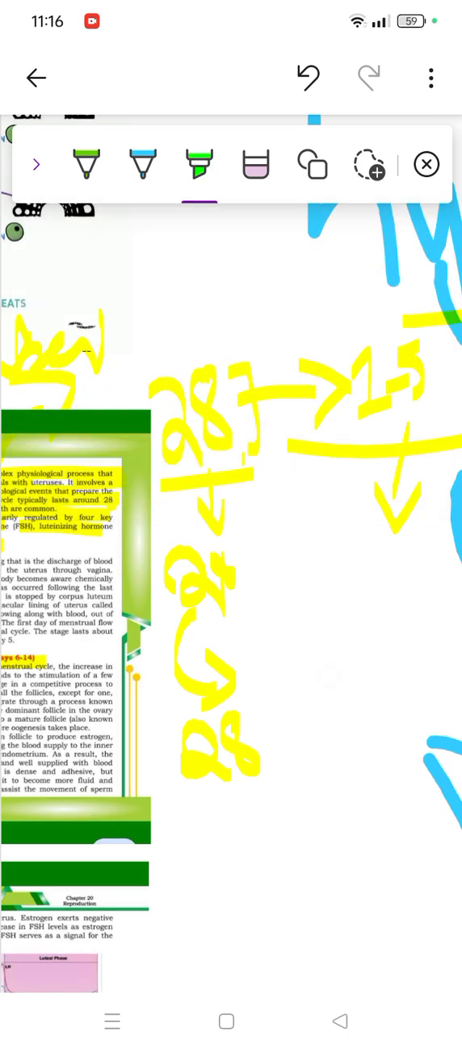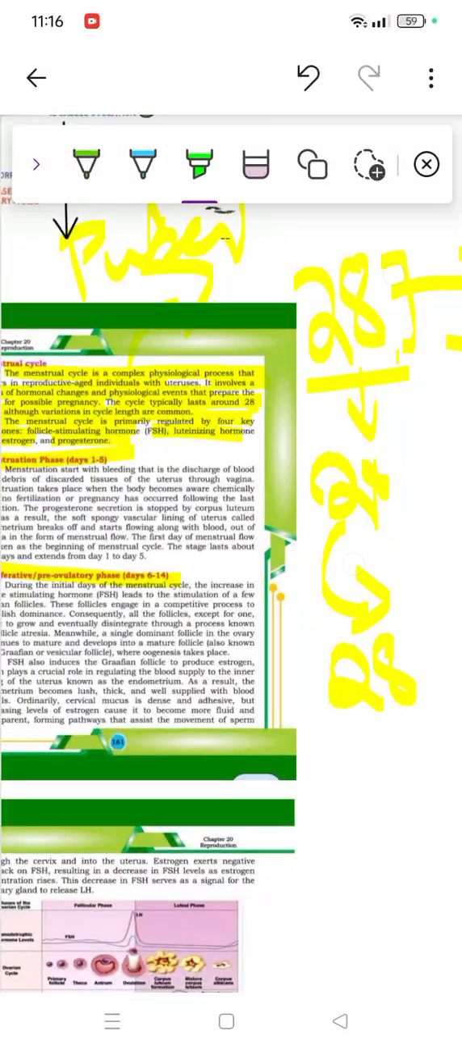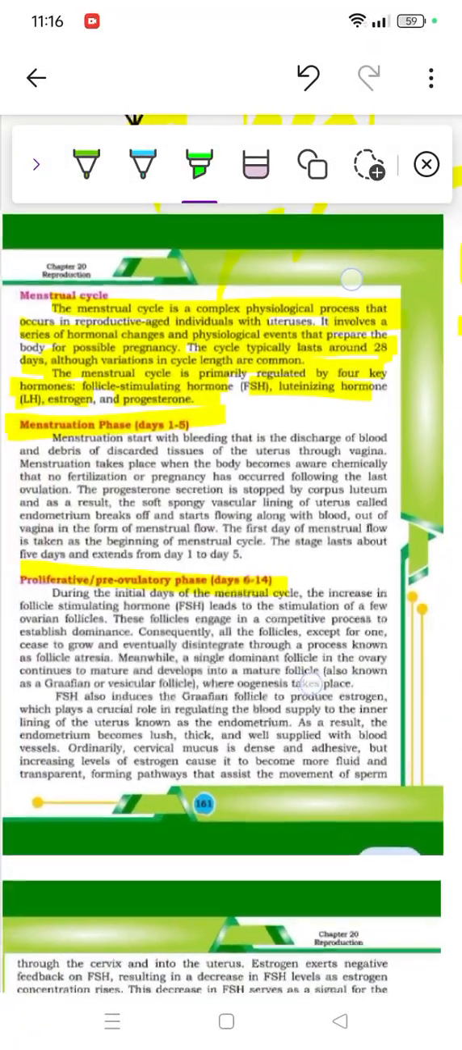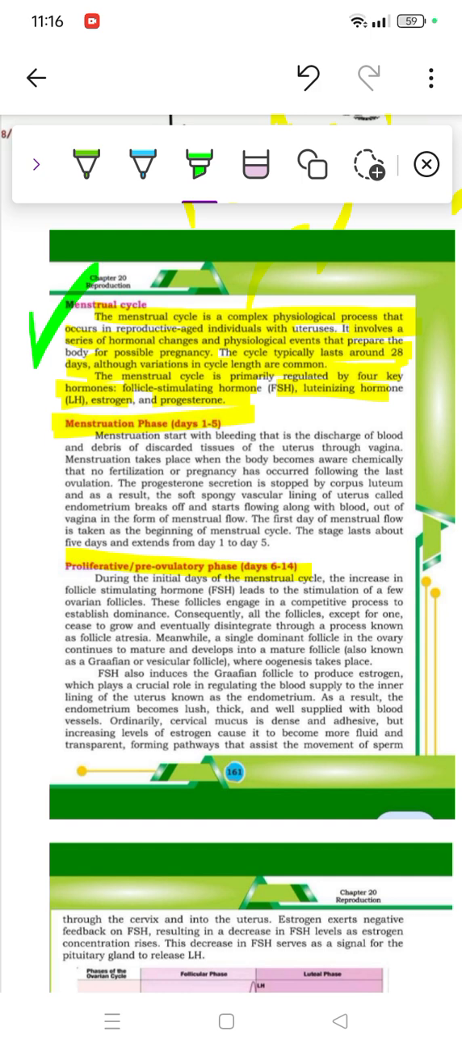Otherwise I would suggest you watch the previous video. But still, the menstruation cycle is done and I've given you an overview. Here comes the second phase, which is the menstruation phase. What will happen during day 1 to 5?